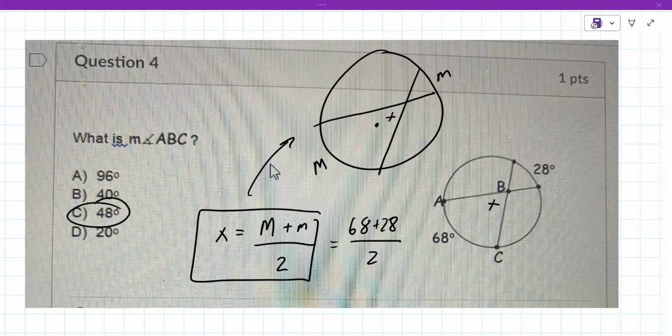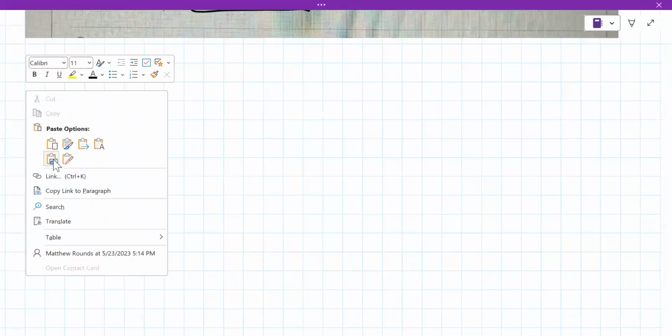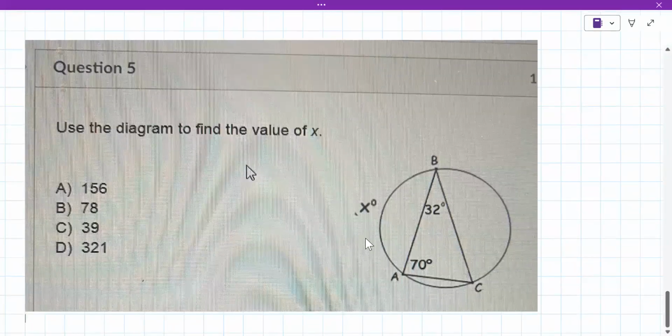All right, question 5. Here we go. Let's snip that in. Use the diagram to find the value of X. All right. One strategy when working problems like this is to find things that you can find. For example, you should be able to find the third angle in a triangle if all three angles add up to 180. What is the missing angle measure there?